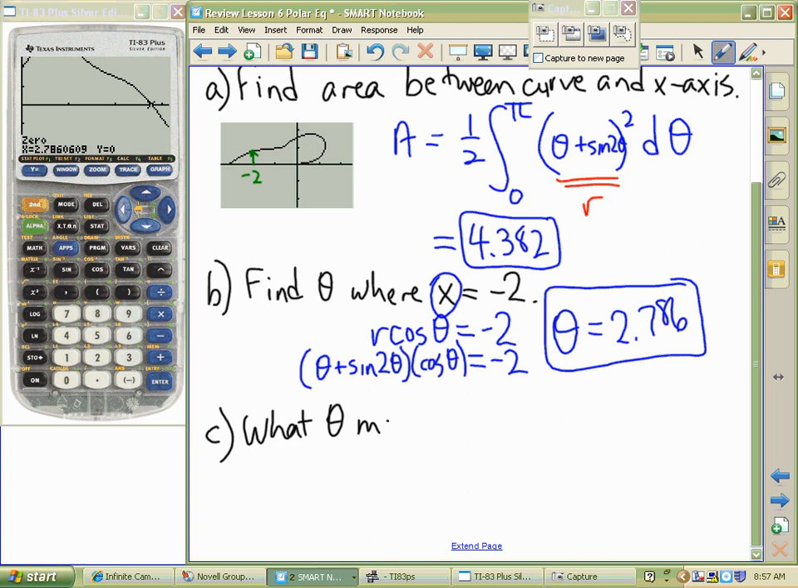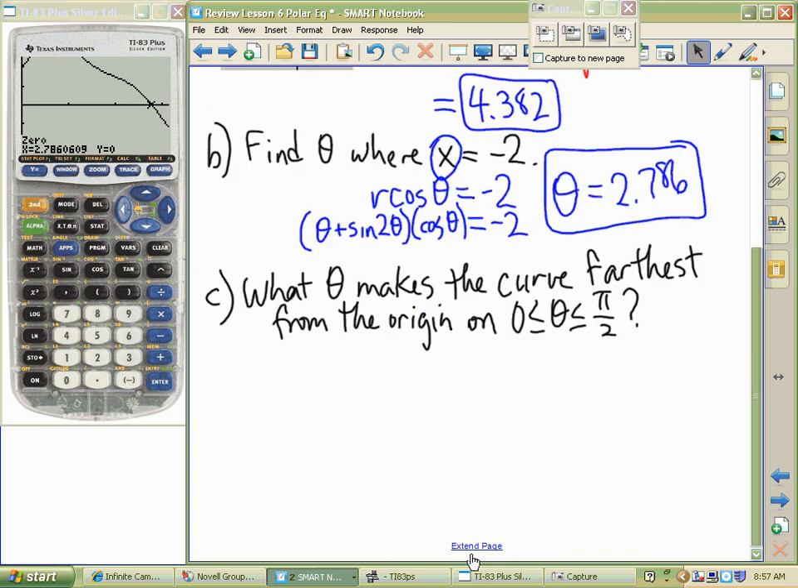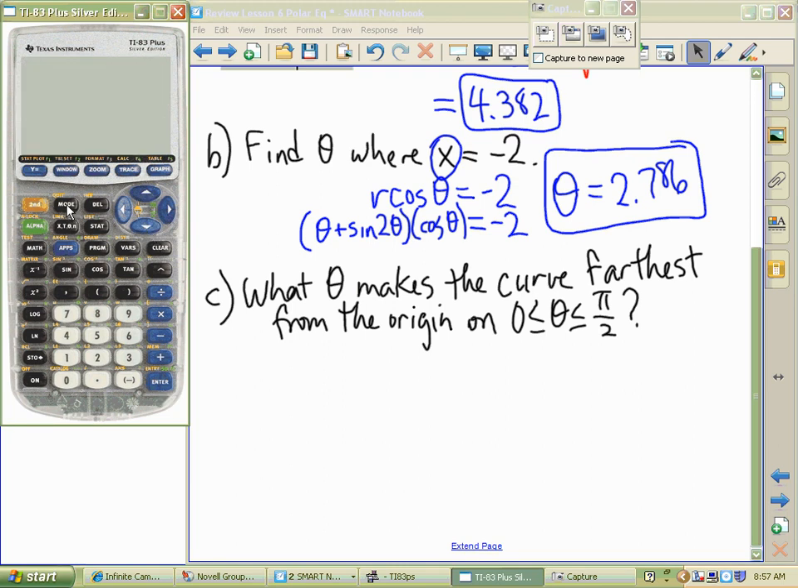What theta makes the curve farthest from the origin on 0 to pi over 2? Curve farthest from the origin on 0 to pi over 2. This goes to Katie J's earlier question about absolute max, because that's what we're looking for here, Katie J. This is an absolute max situation.